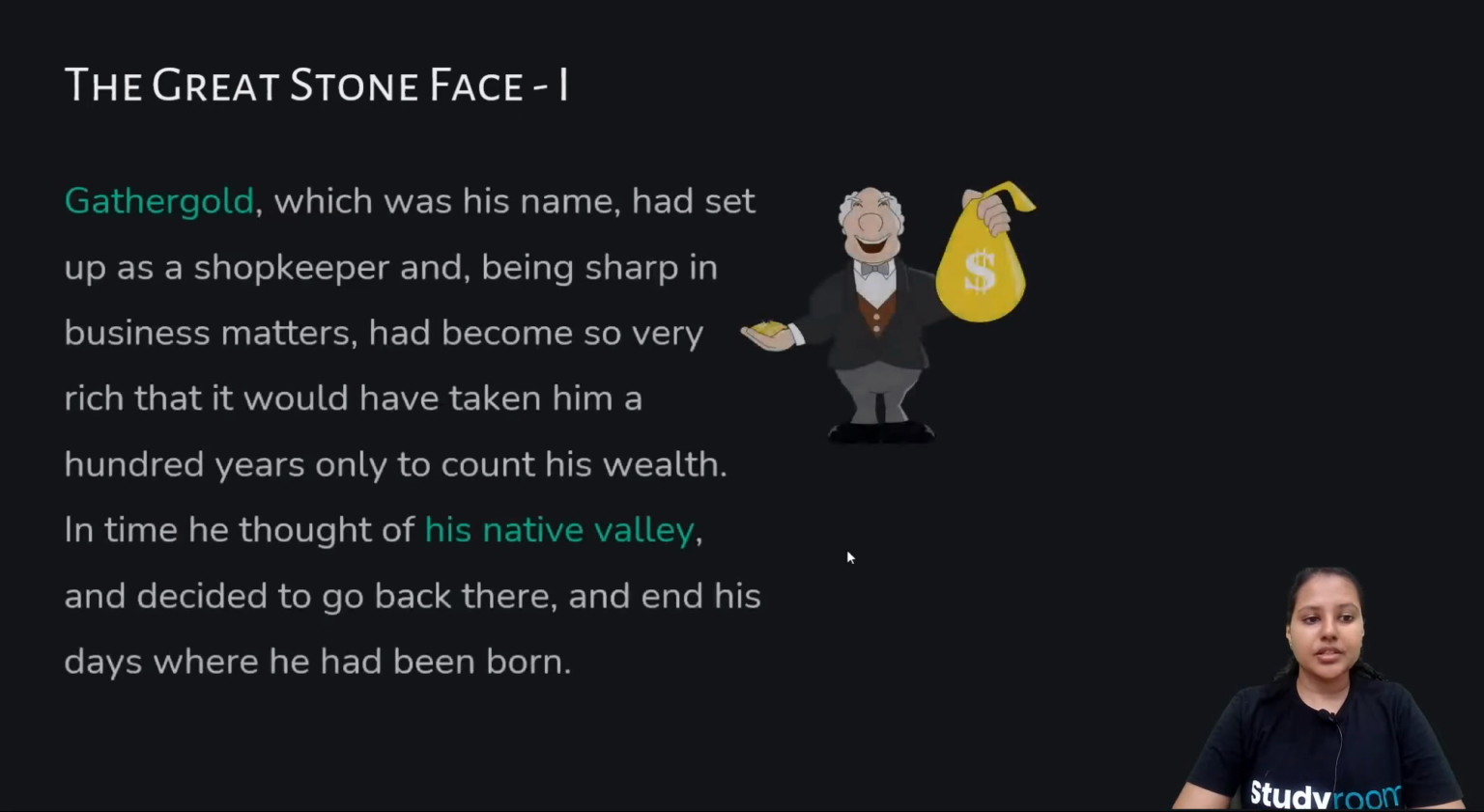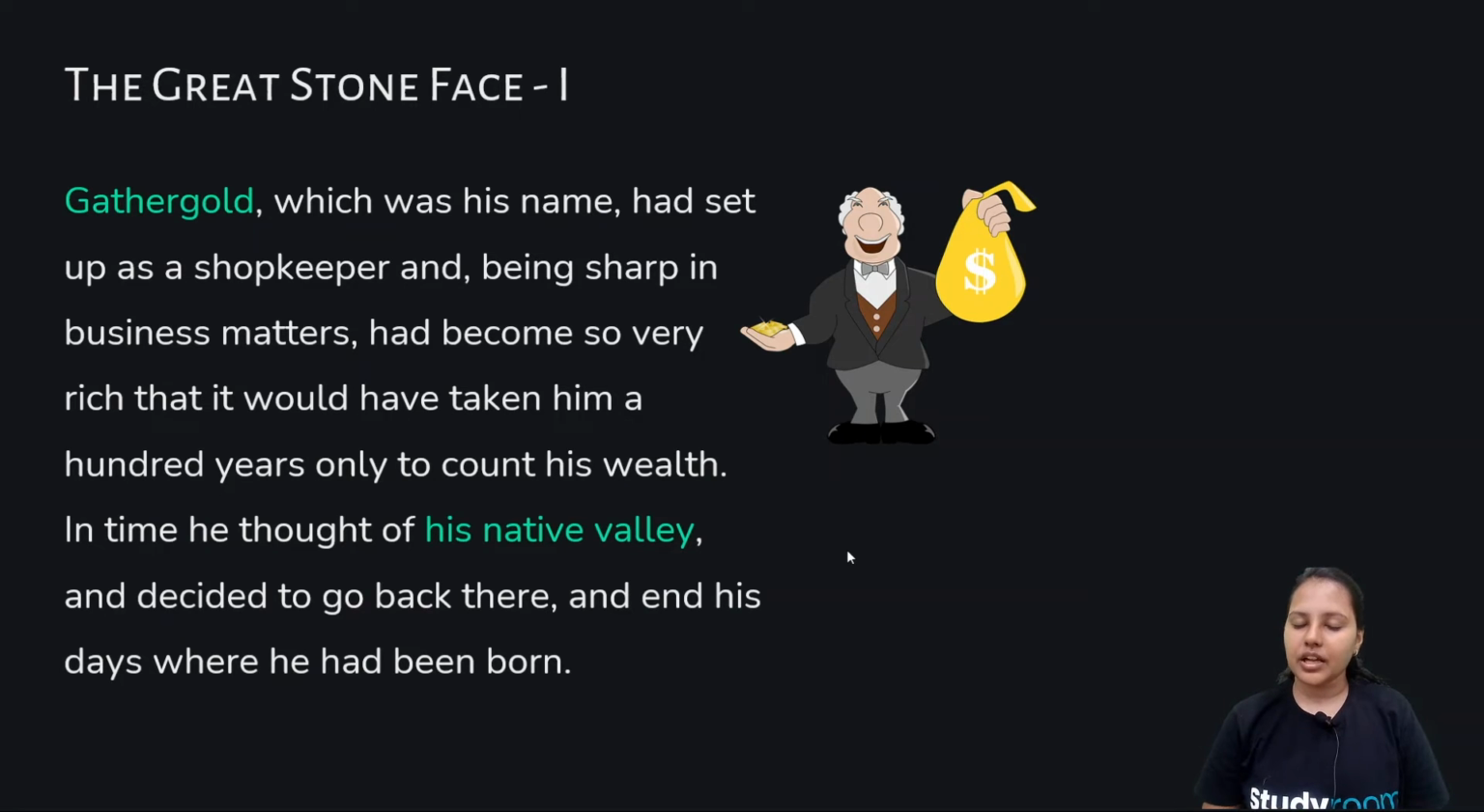Gathergold, which was his name, had set up as a shopkeeper and, being sharp in business matters, had become so very rich that it would have taken him 100 years only to count his wealth. In time he thought of his native valley and decided to go back there and end his days where he had been born. So the guy who actually had a resembling face was Gathergold. He was a businessman who earned so much money that even in 100 years, if he or his generation could live, they couldn't count the money. And because now he was getting old, he decided to go back to his valley to spend his days.